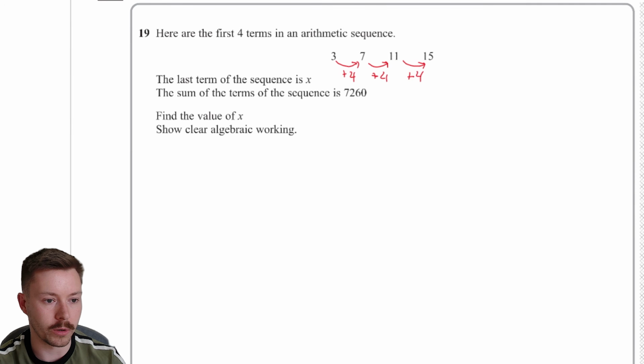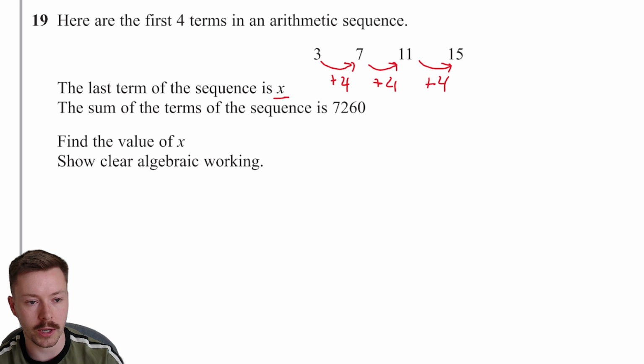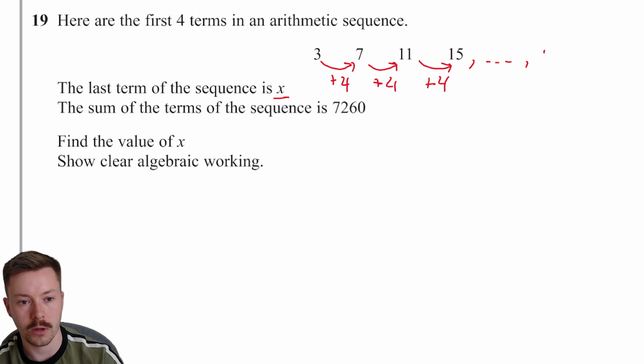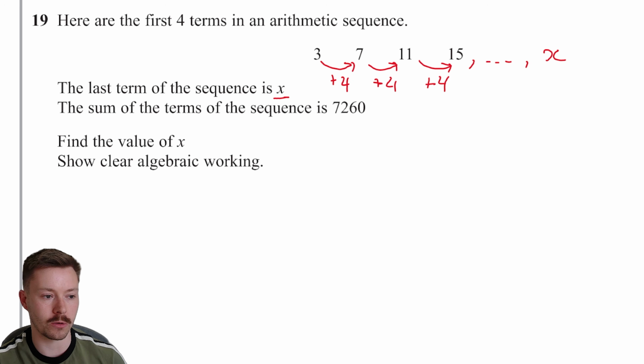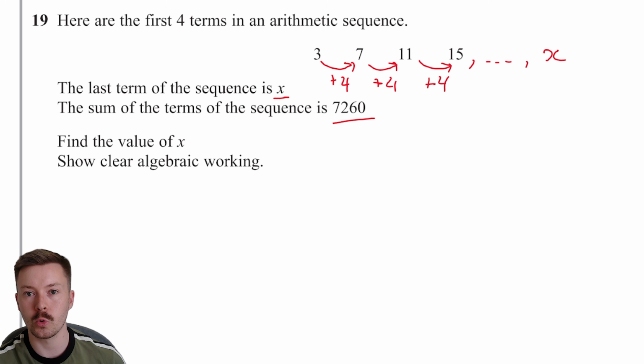Zoom this in a little bit more. There we go. It's going up by 4 each time. The last term of the sequence is x, so dot, dot, dot, x. We don't know how many terms are in there, but it says the sum of the terms of the sequence is 7,260. Find the value of x.